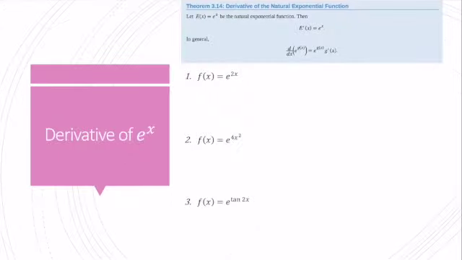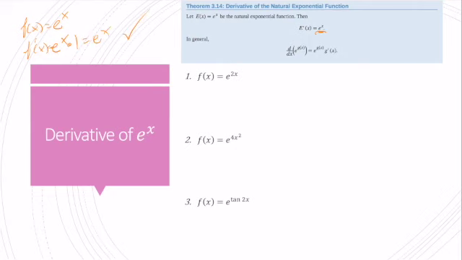I love the derivative of the natural exponential function. Here's why. It's just itself. The derivative of e to the x is going to be e to the x. It's really cool. The derivative of e to the g of x is e to the g of x times g prime of x. So if I want to take the derivative of e to the x, that's going to be e to the x times the derivative of x, which is 1. So it's just e to the x.